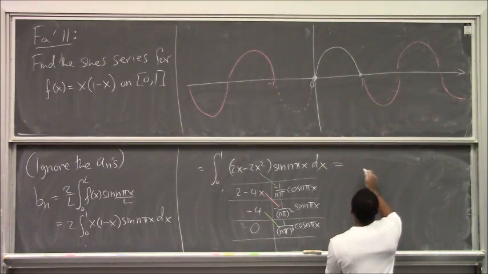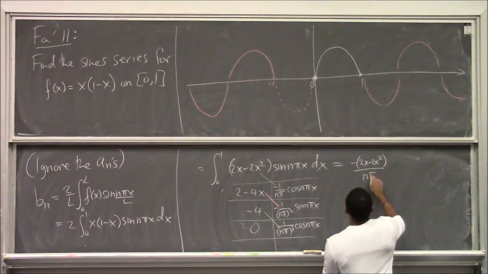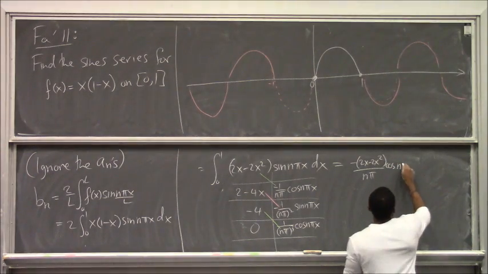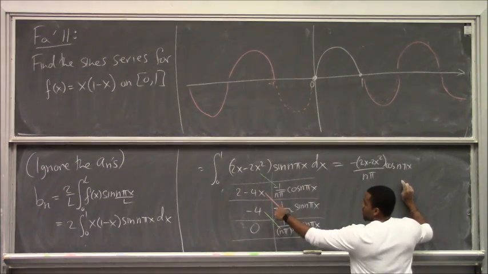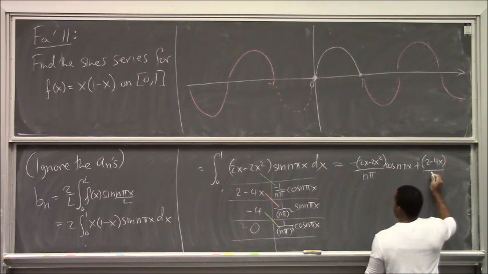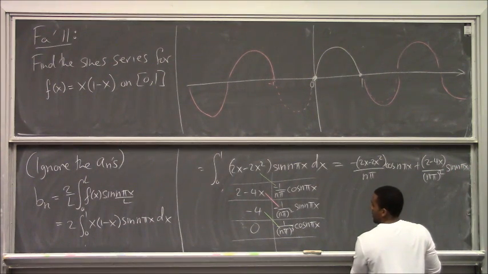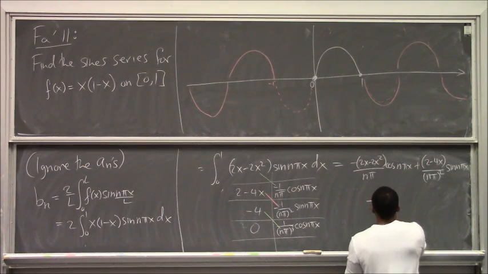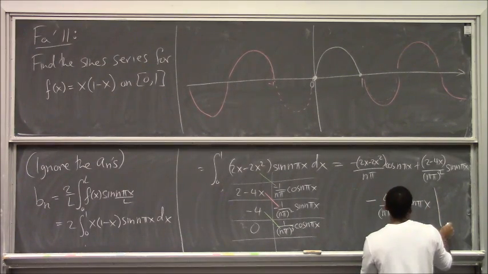So we are going to have minus, and then this is going to be plus, and then we're going to have minus, and all of that between 0 and 1.